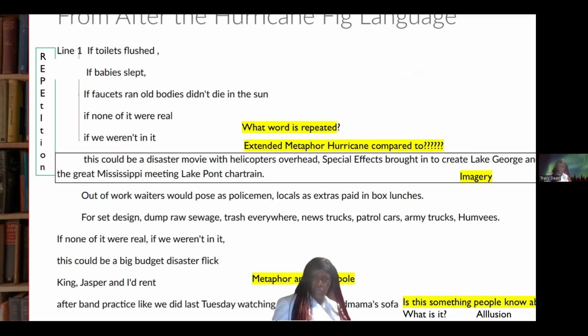And we're looking at the next one. For some of you, this was new. An extended metaphor is when you compare two things over two or more sentences. So it's a very long sentence. So this could be a disaster movie with helicopters overhead, special effects brought in. Oh boy, it's a long one. So is this just a metaphor? No, this one is an extended metaphor. And what is this hurricane being compared to?